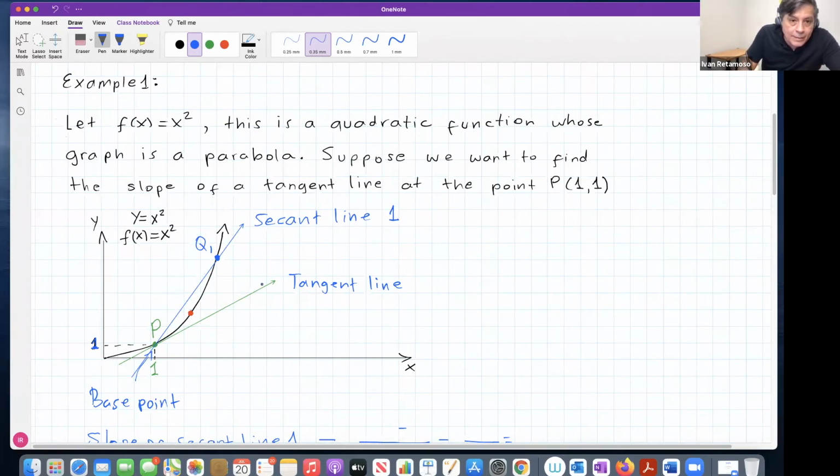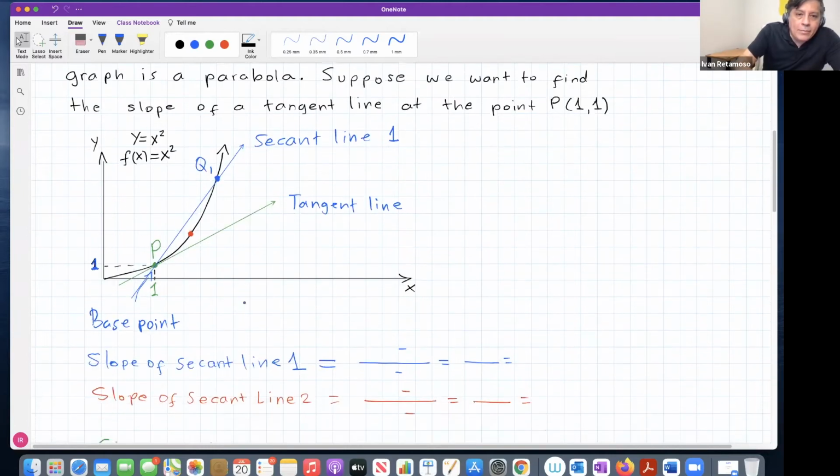Secant line 1. Now, there is a way to compute the slope of this secant line, right? The slope of a secant line. How can we compute that, Professor? Well, it's just a matter of figuring out the coordinate here. Let's say this coordinate is 1.5. You can take really any point here, as long as it's not your base point, in the neighborhood of P.